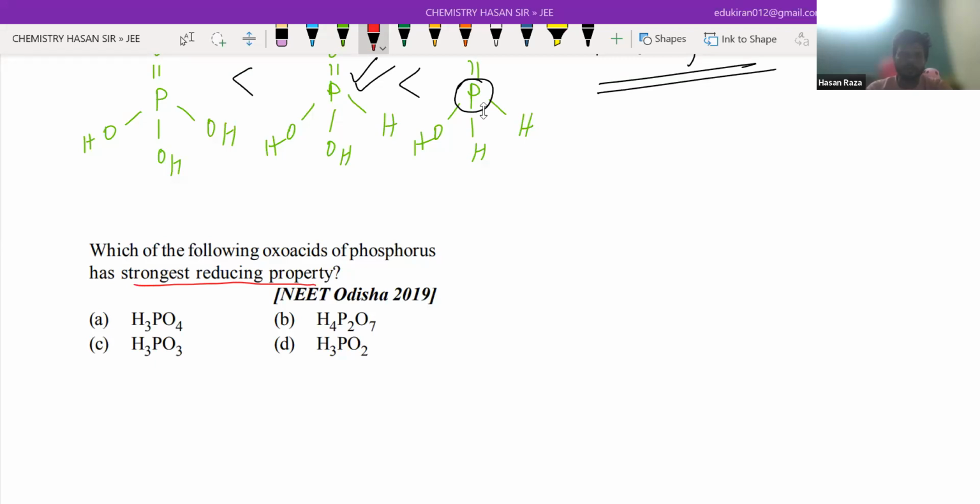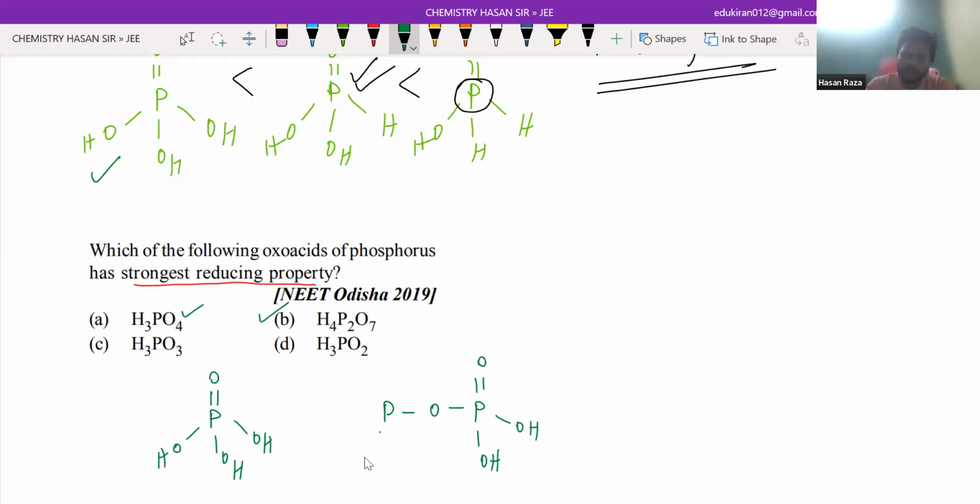Okay, so Madiha, what I told you: to know the strongest reducing property, you need to draw the structure and see how many bonds are directly connected with hydrogen. Yes, Shavej, have you said anything? Is it D? Yes, it is. So if you look at H3PO4, you know the structure is like this. I just drew this here. This is the structure. You have also drawn it in your notes, you know that.